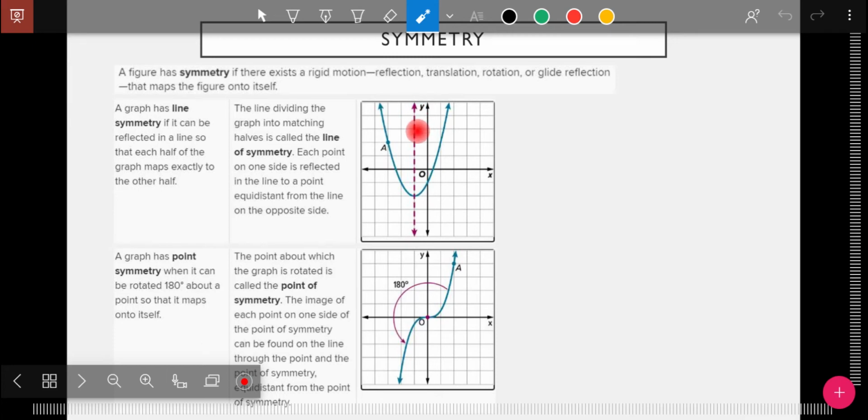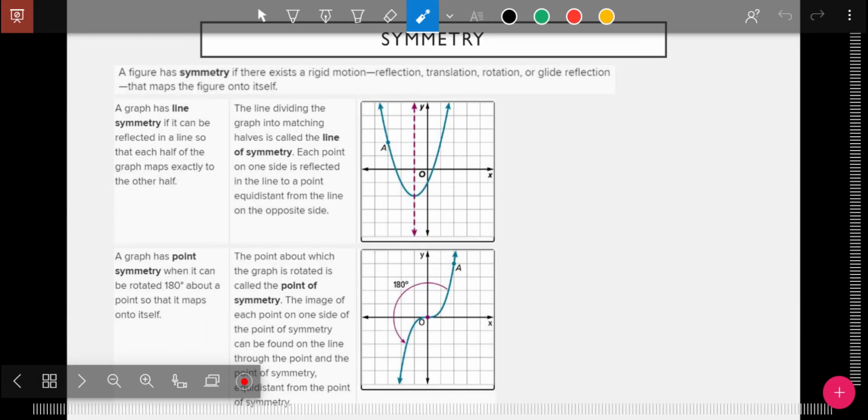If you could put a line, and this is the line that the book put in, that splits it in half so that it would reflect and they would be the same, you could flip it over, or you could fold it up and they would be on top of each other. That's line symmetry. If you could take just this half and turn it 180 degrees, it would be right where the other half is. If turning half of it 180 degrees leads to the other half, that's called point symmetry. You're going to have to try to identify line symmetry and point symmetry.